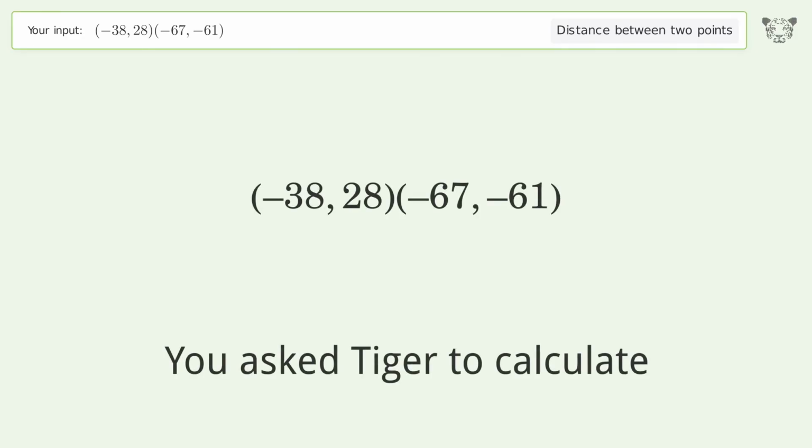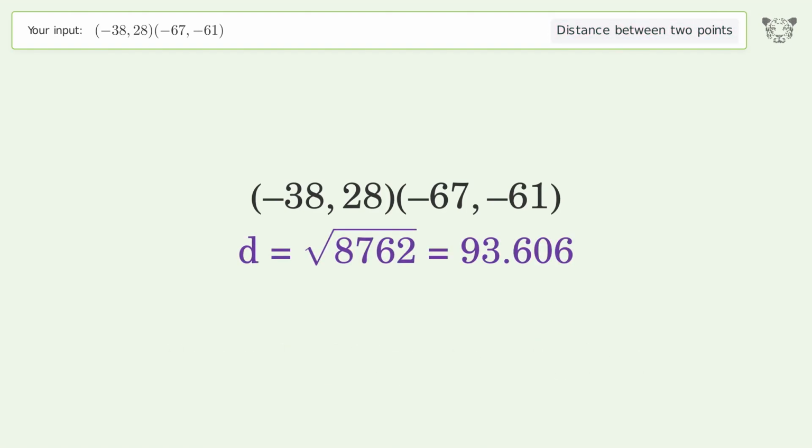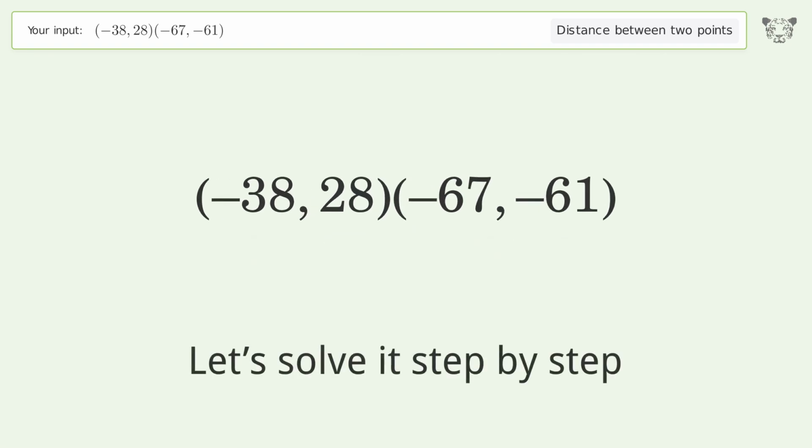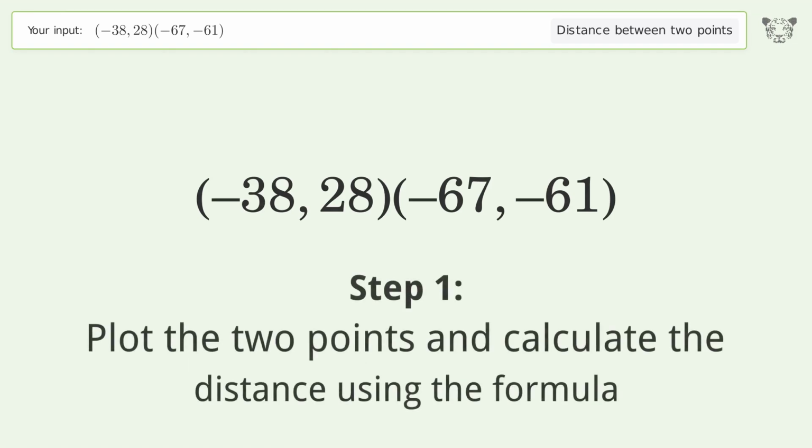You ask Tiger to calculate. This deals with the distance between 2 points. The distance between the 2 points is the square root of 8,762, or 93.606. Let's solve it step by step. Plot the 2 points and calculate the distance using the formula.